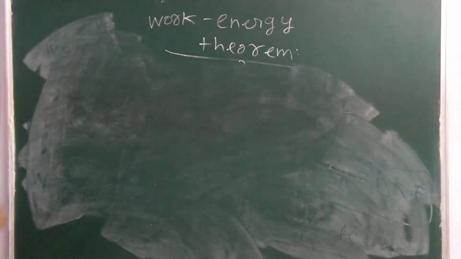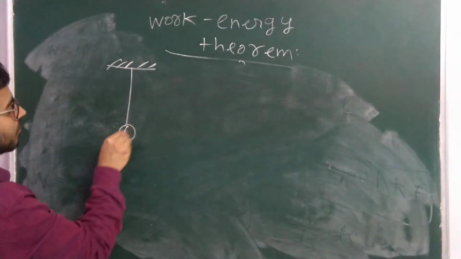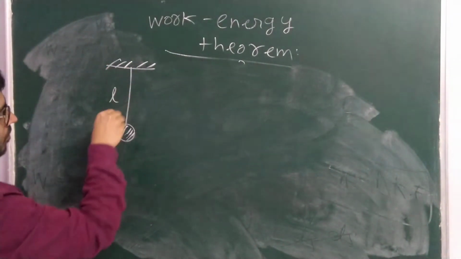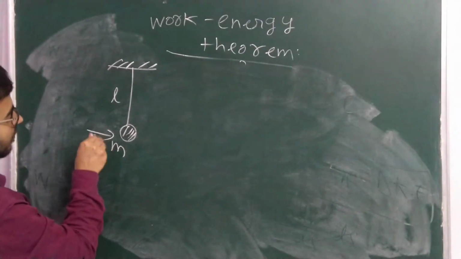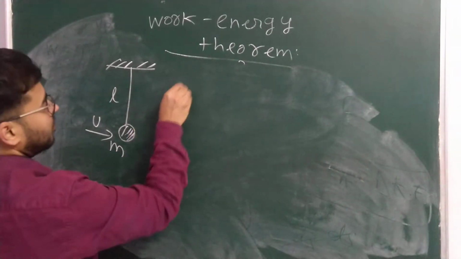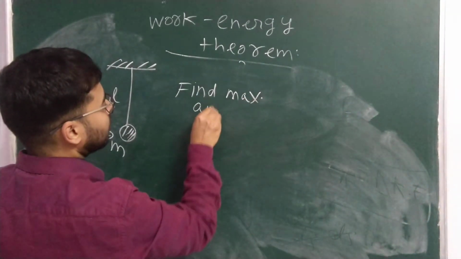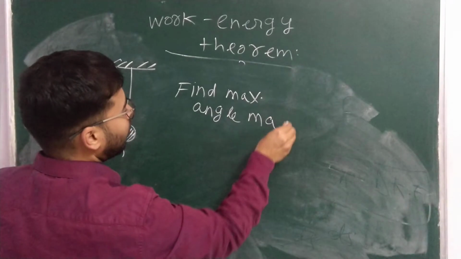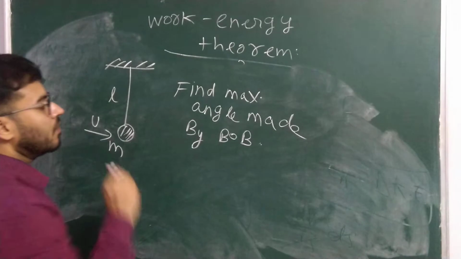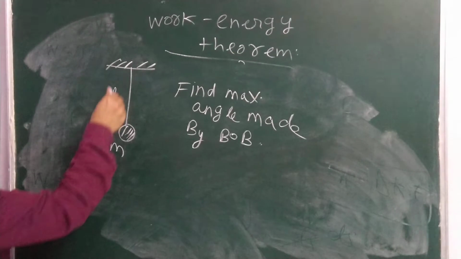One example we'll consider. Let's say that you have a pendulum bob over here, right? Let's say the length of the pendulum string is L, mass is m, and let us say this is given a speed of u. Okay. Question is, find the maximum angle made by the bob. So if I give it the speed over here, then what will be the maximum angle made by this bob? Okay, so how do we calculate that?